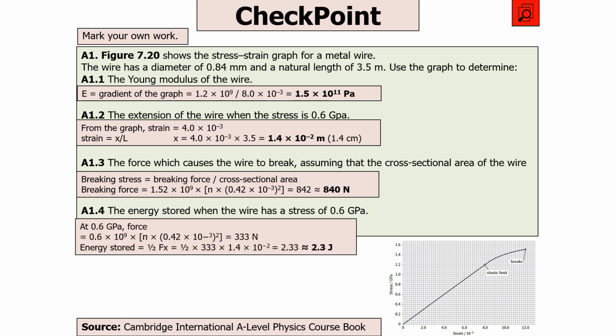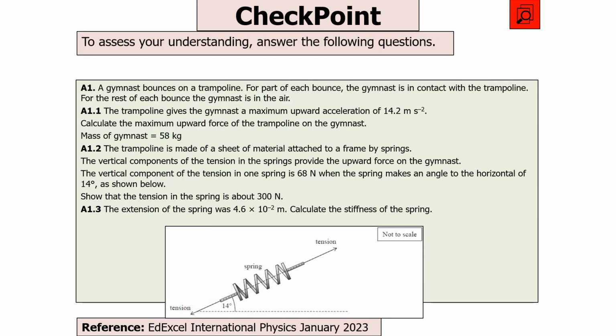Now the energy stored is actually going to be the area under the graph. At 0.6 gigapascals, we know what the force is going to be because we've got our value for stress and we know the value for area. So it's 333 newtons. The energy stored is the area underneath, which is a half Fx. So it's going to be a half times 333 times 1.4 times 10 to the minus 2, which is 2.3 joules.